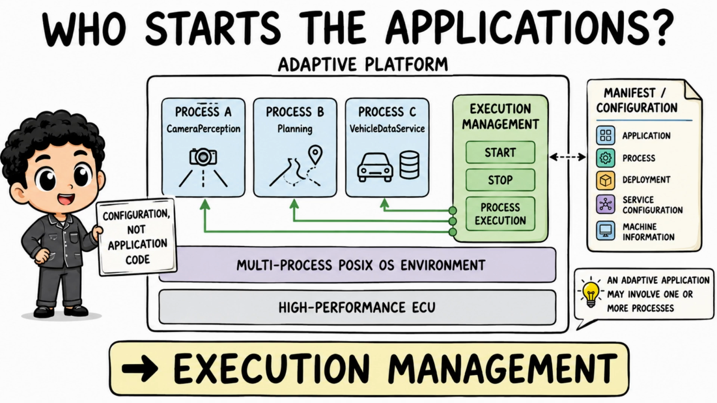That brings us to another important adaptive concept: manifests. A manifest is structured configuration information. It describes information the platform needs to understand how software is configured and deployed. For example, configuration can describe processes, applications, service relationships, and machine-specific deployment information. The manifest is not the application algorithm. It is not the camera perception source code. It is structured information used to configure how software fits into the adaptive system.